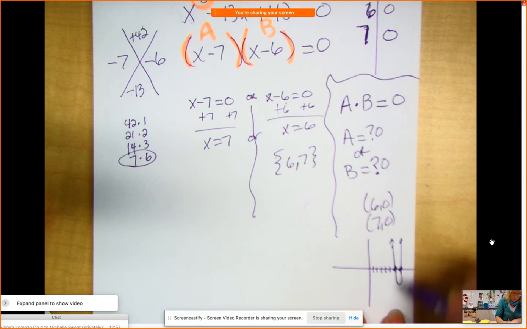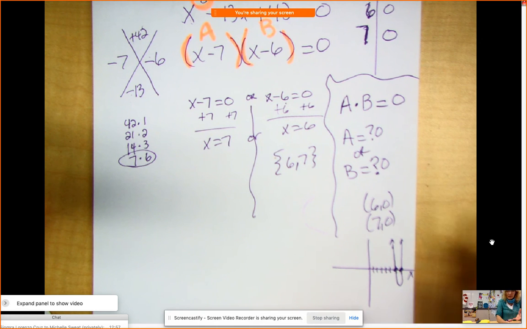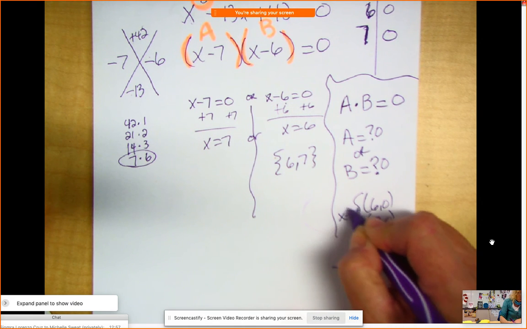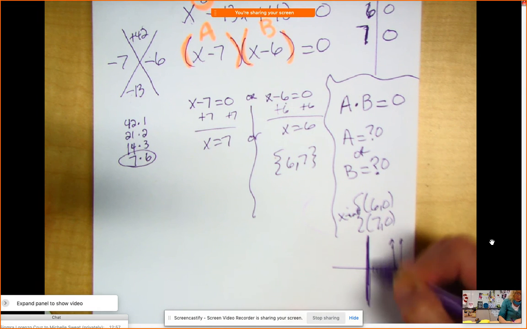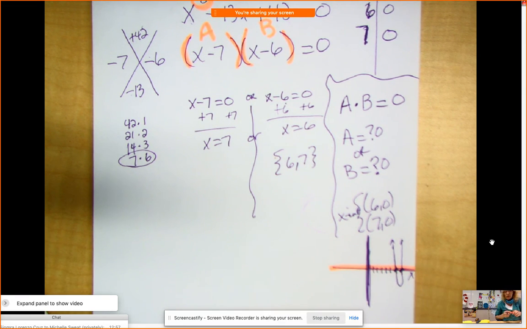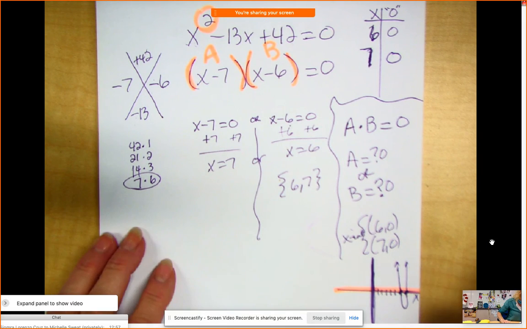I'm not sure what the vertex is, but I guarantee you these are called the zeros of this parabola. It's where they cross the x-axis. Technically, they're the x-intercepts. Not the y-intercept, the x-intercept. Y-intercept, remember, hits here. Okay, x-intercept is where it hits the x-axis. They call them zeros. They call them solutions. They call them roots.